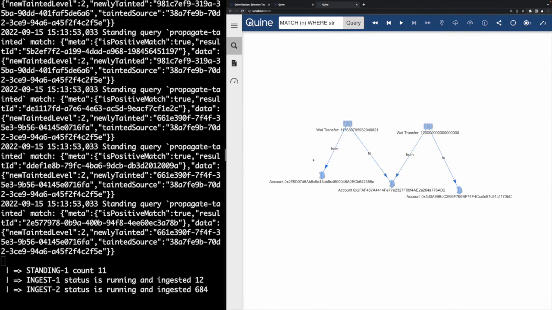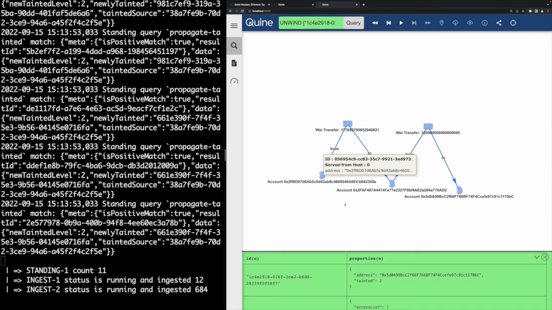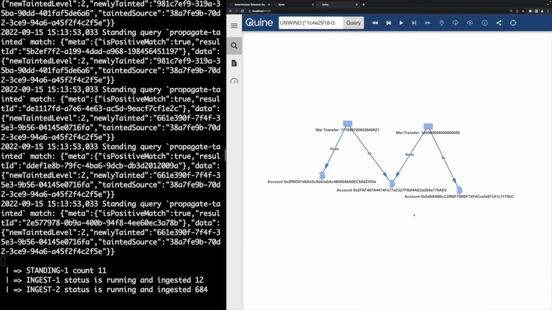Over on the left-hand side, you saw we got lots of new updates. Lots of transactions that have been found for what has come out of this account marked as tainted and gone into this second account, has a tainted value of 1, and out to a third account, and so on.